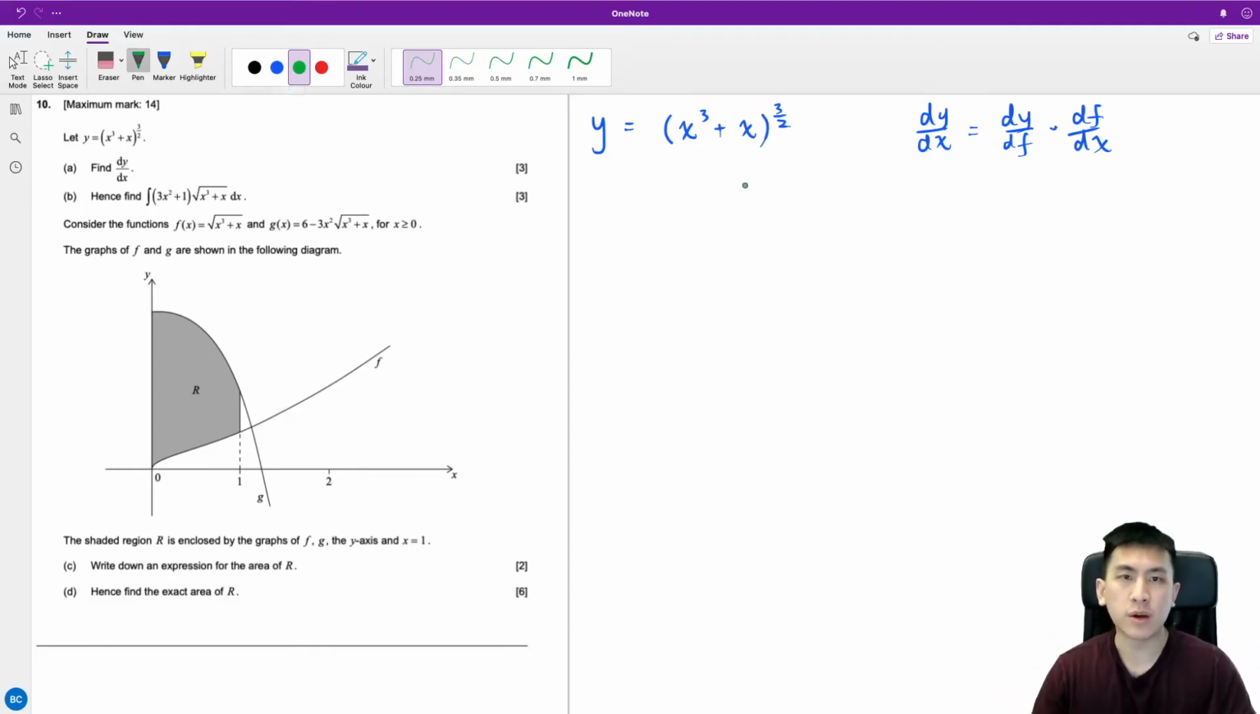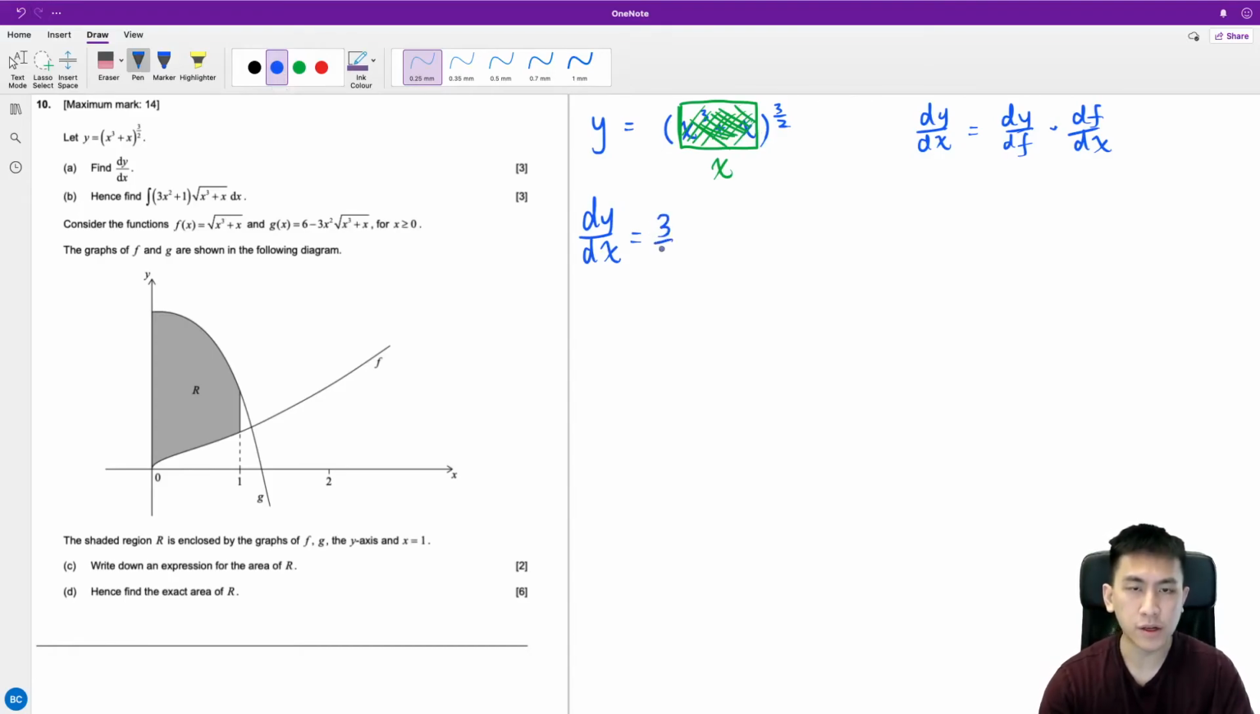Imagine this: the reason you can't differentiate it directly is because there's something inside. So what I'm going to do is just pretend that this is an x. I'm just going to draw a box over it. If you pretend that that's your x, then it's very straightforward. Then dy/dx would simply be, if that's your x, 3 over 2, and then of course the green box, which is your x, and then the power drops to 1 and a half.